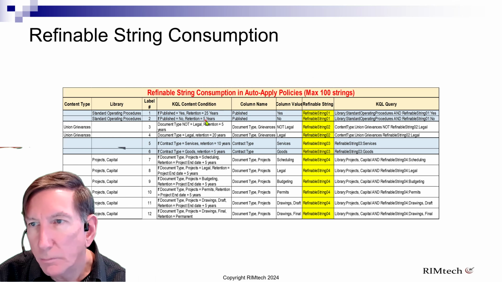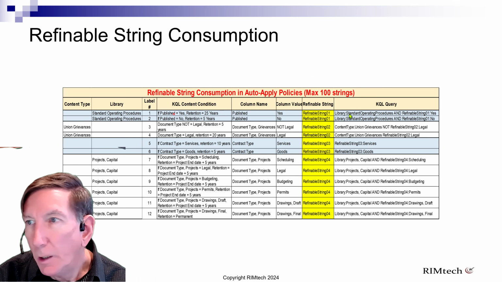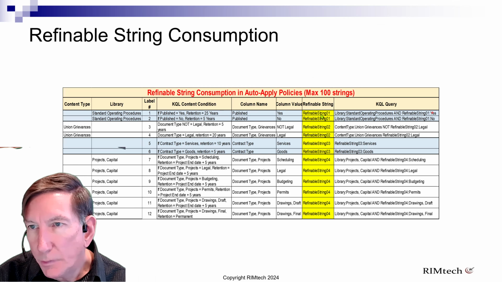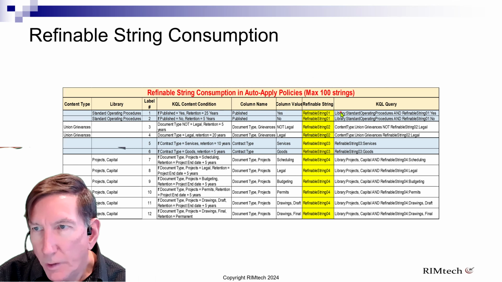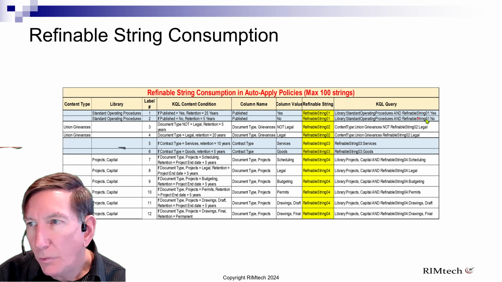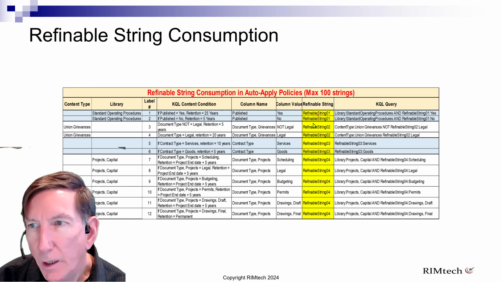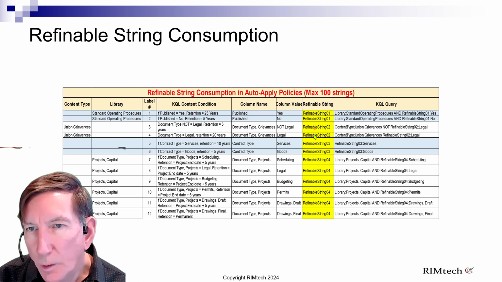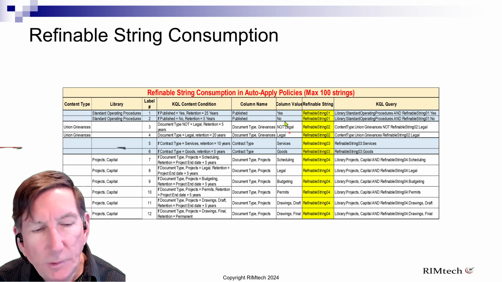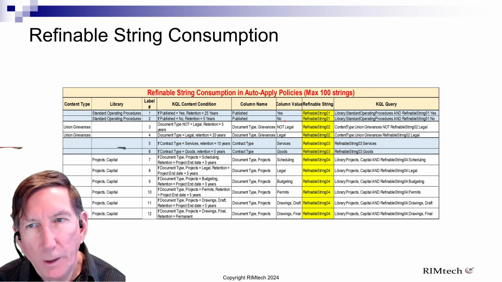Typical normal retention rules. So here the KQL query says refinable string 1 maps to the field published, and if the value is yes, then we use the 25-year rule. If the value in that field is no, we use the 5-year rule. So we've now consumed a refinable string for that one category. We consume a second one, a third one, and a fourth one for each category. So you pretty much need a minimum of 1 per category.